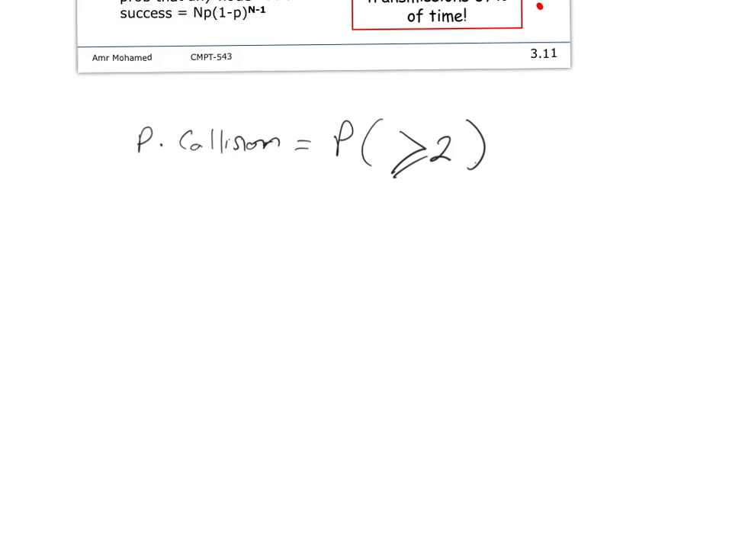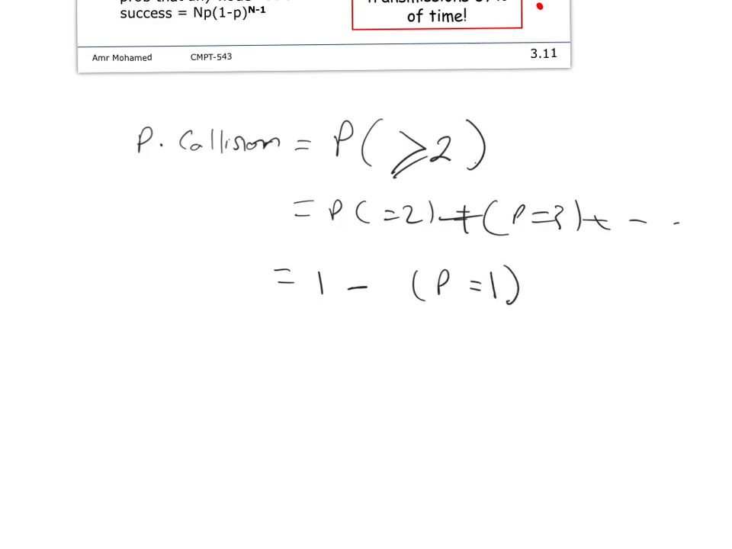Okay, so we can say this is the probability of having exactly 2 plus exactly 3 plus all the way to n. What is a simpler way of doing this? 1 minus... yes, bravo. Which equals 1 minus the probability of having 1 transmission, which is the one that we just derived, which is equal to 1 minus np(1-p)^(n-1). This is the probability of collision, which is the complement of having a successful transmission. Right?